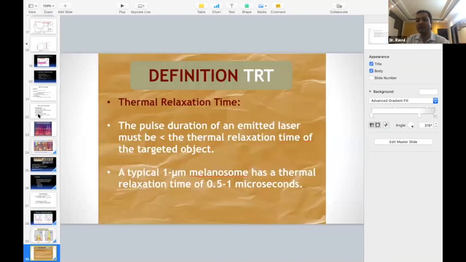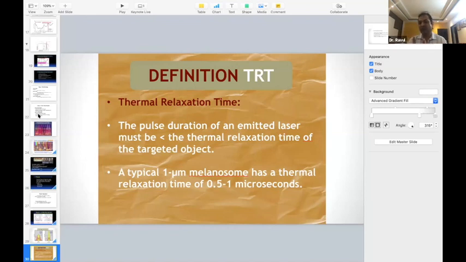It's very important because the pulse duration, for any laser you want to use, must be less than the thermal relaxation time. So what is thermal relaxation time? Let's say I'm giving the laser energy to the skin, and I want to burn a small pigment which is there, but I cannot give a pulse duration that is too high, otherwise I will burn the surrounding skin.